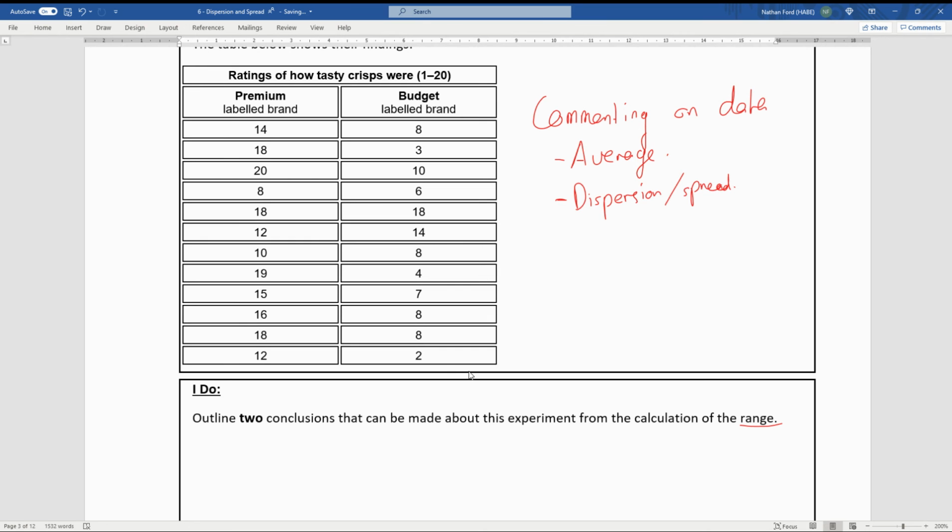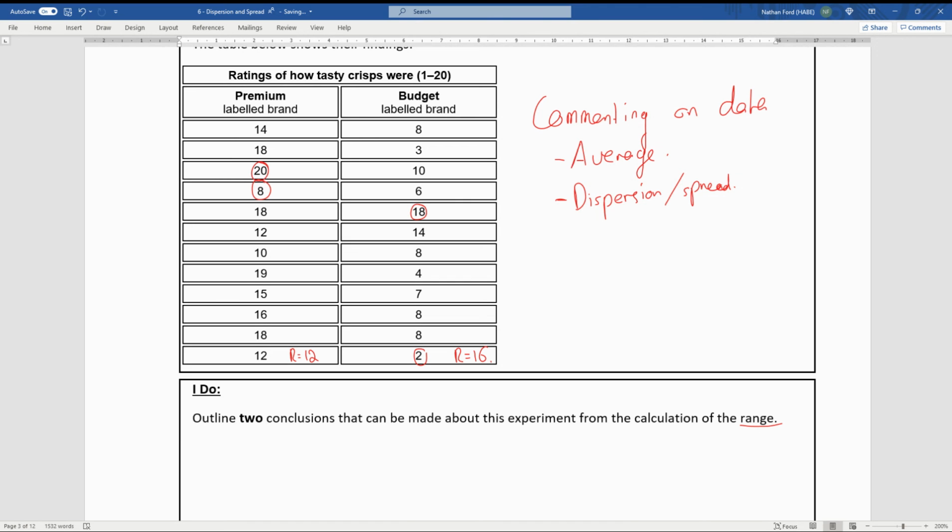Okay, so let's have a look. First off, let's calculate our range. So for this one, our lowest result's 8 and our highest result's 20. So we have a range of 12. And this one, our lowest result is 2, our highest result is 18. So we have a range of 16.